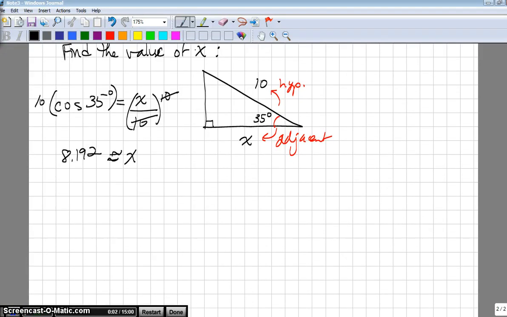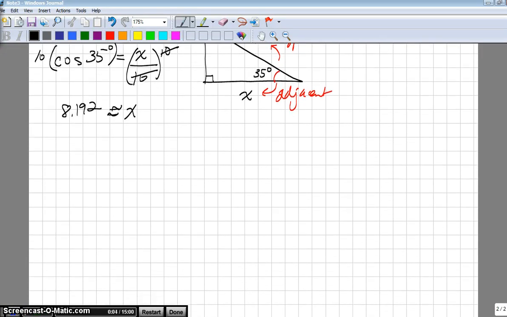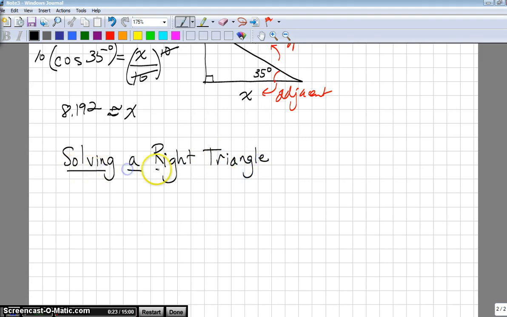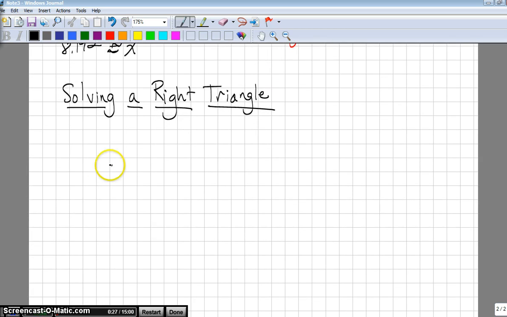Okay, now we are going to finish our discussion of right triangle trigonometry. The next thing we are going to talk about is how to solve a right triangle. What does it mean to solve a right triangle? It means to find all three sides and all three angles.